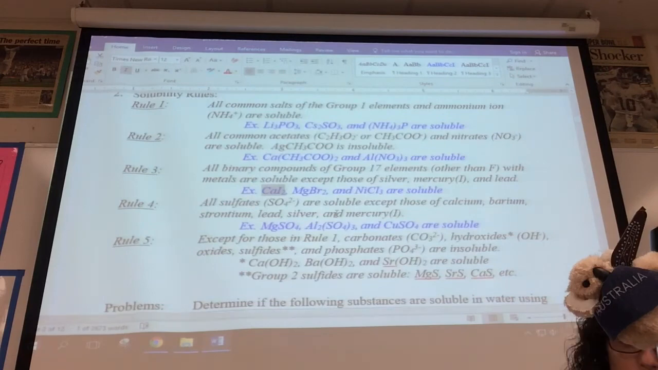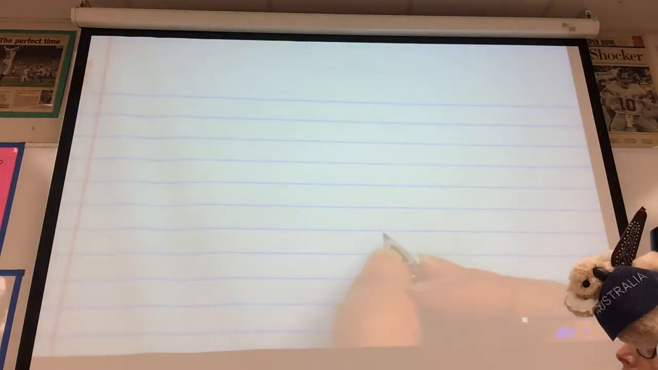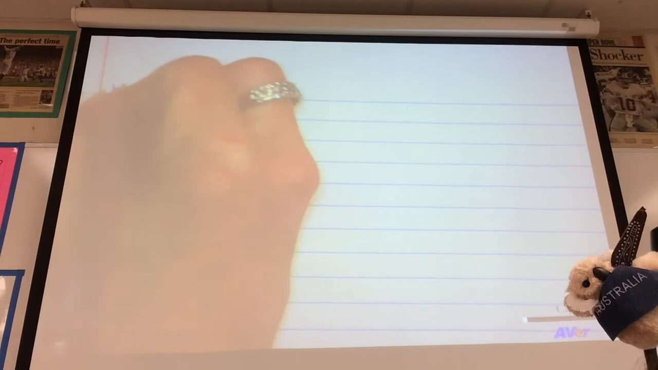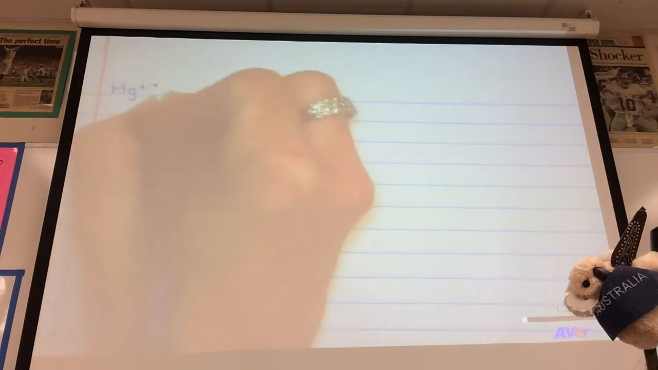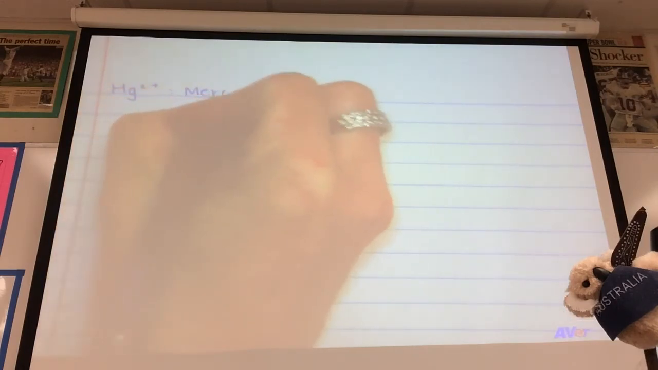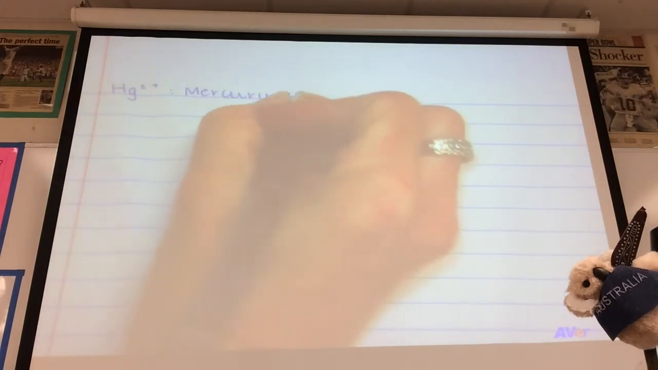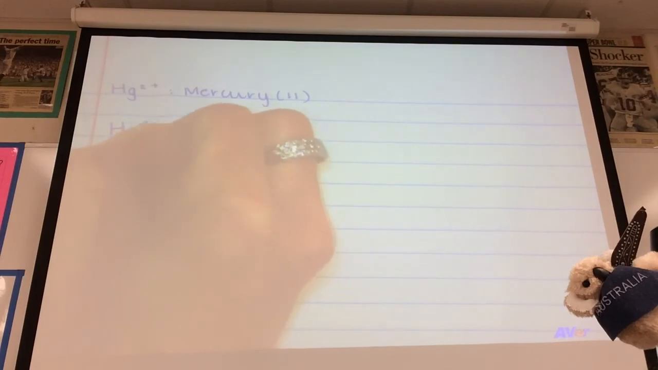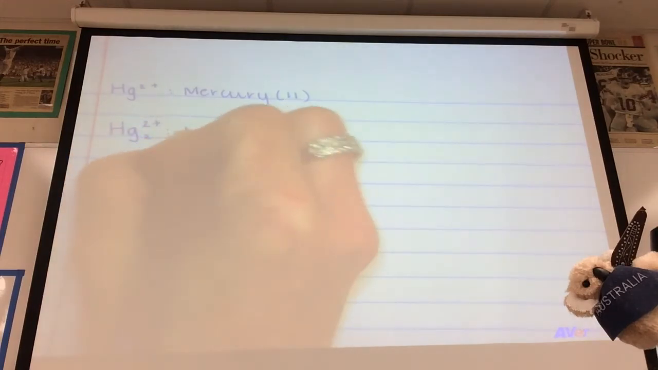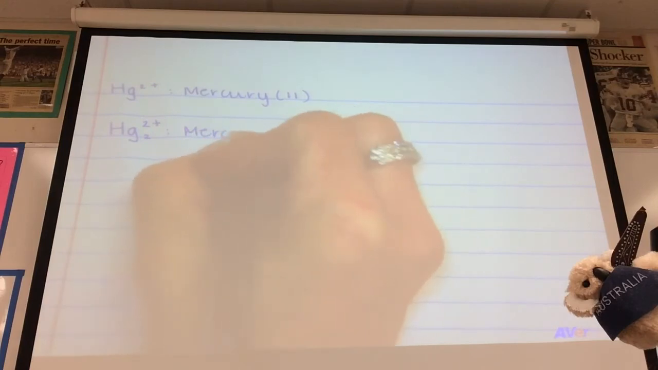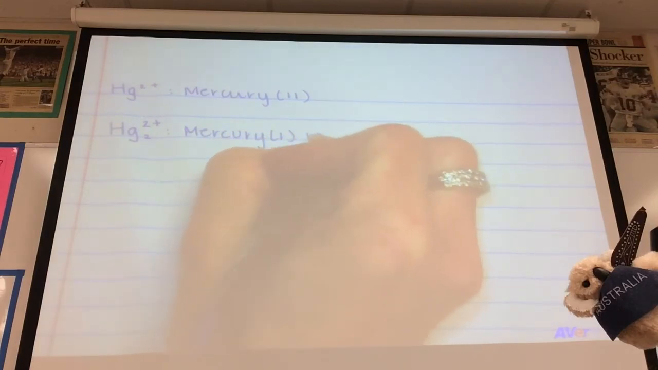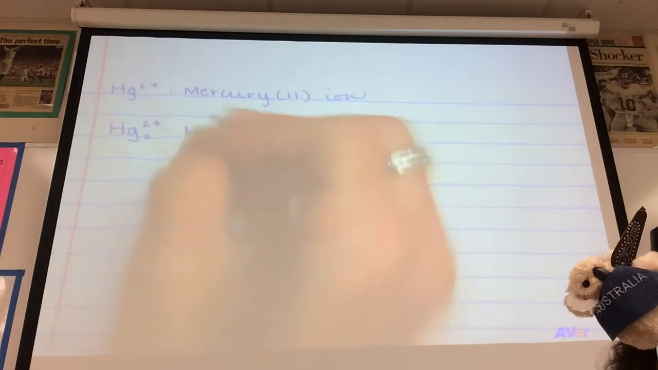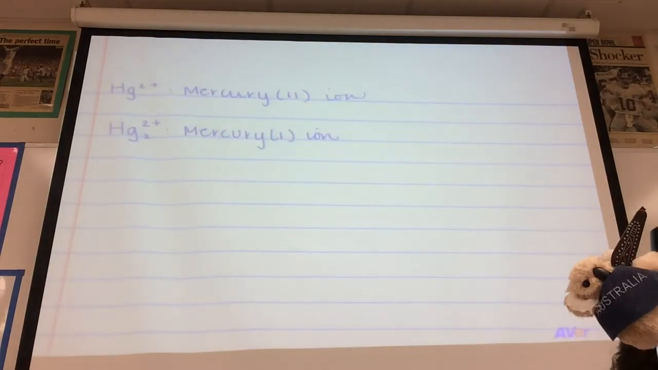Be careful with mercury 1. This is one of the knots. It's a little bit tricky. Mercury 2, you would guess correctly. Mercury 1 is a polyatomic on the back of your periodic table. This is mercury 1 ion. So that one's a little bit funky. I try and stay away from it for you.